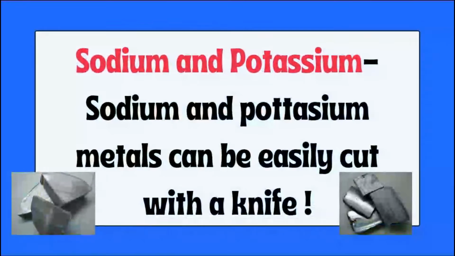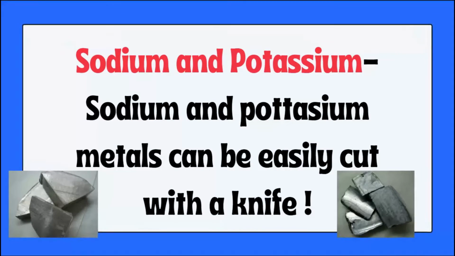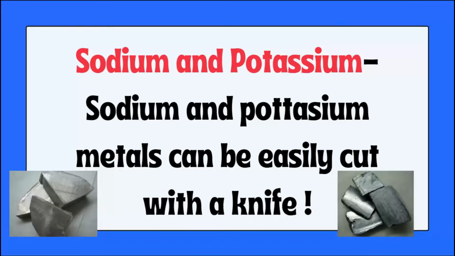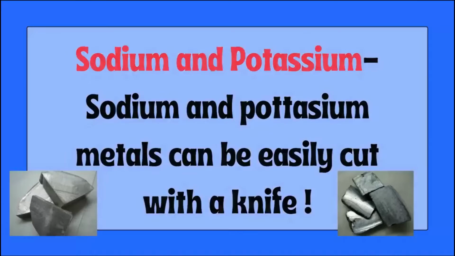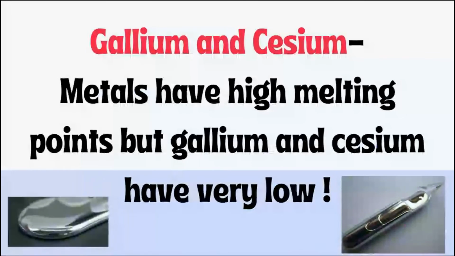Second is sodium and potassium. Metals are hard, but sodium and potassium are exception as they are metals but are soft and can be easily cut with a knife. Last one is gallium and cesium. Metals have high melting point, but gallium and cesium have very low.